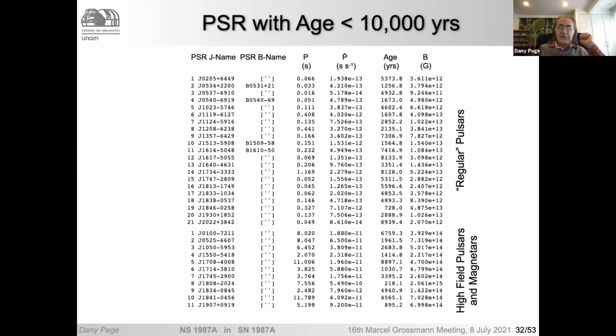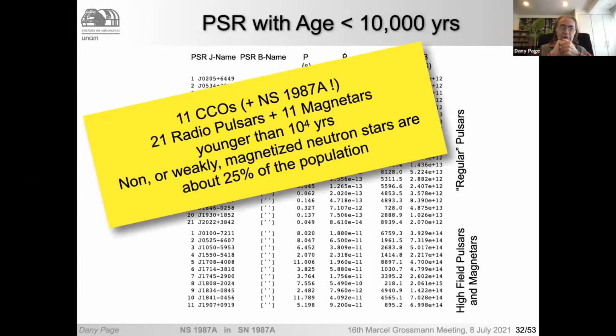And if you take the pulsars younger than 10,000 years from the pulsar catalog, you have regular pulsars, you have high field pulsars. So in total, from the young objects, less than 10,000 years, you have 11 CCOs, 21 radio pulsars, and 11 magnetars. So the non-magnetized or weakly magnetized neutron stars, they're about 25% of the young population.